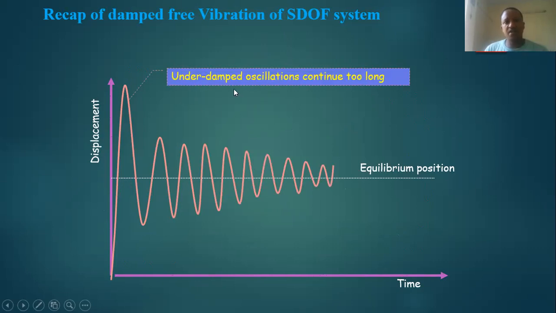So this is the underdamped oscillation case that we have discussed. This is the underdamped oscillation condition. And this is what we call the logarithmic decrement experiment, the displacement time graph.